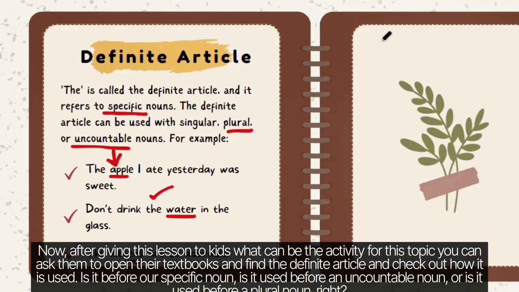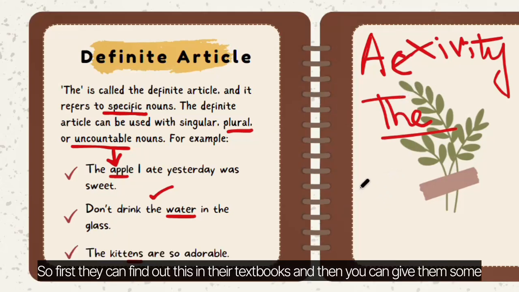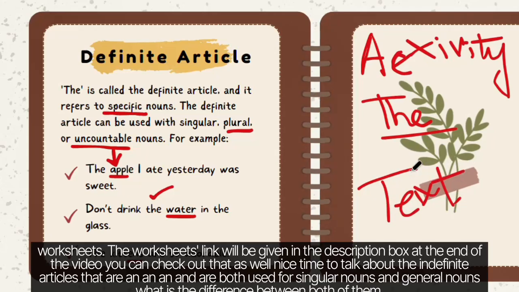Now, after giving this lesson to kids, what can be the activity for this topic? You can ask them to open their textbooks, any textbook, and find the definite article the and check out how it is used. Is it used before a specific noun? Is it used before an uncountable noun? Or is it used before a plural noun? Right? So, first they can find out this in their textbooks, and then you can give them some worksheets. The worksheets link will be given in the description box. At the end of the video, you can check out that as well.